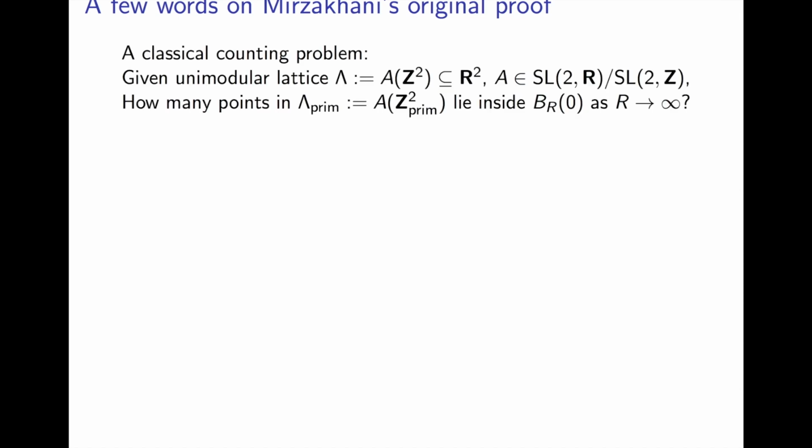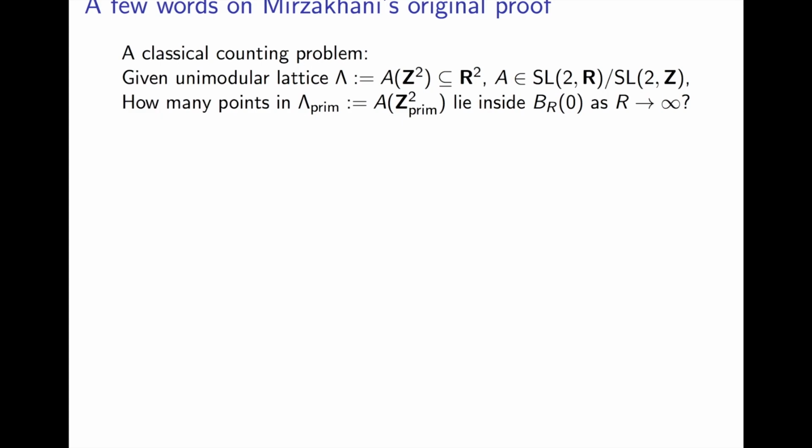So now let me say a few words about Mirzakhani's proof. One, because it's a very good starting point, and second, because I want to explain what the difference between these two counting problems is and why we need new methods for our work. So I want to talk about Mirzakhani's original proof in a simpler context. I'm going to consider a classic lattice counting problem. I'm going to take a unimodular lattice here called lambda, and I'm going to count the number of primitive points on that lattice that lie inside a ball of radius r. And I want to know how that grows as r goes to infinity.